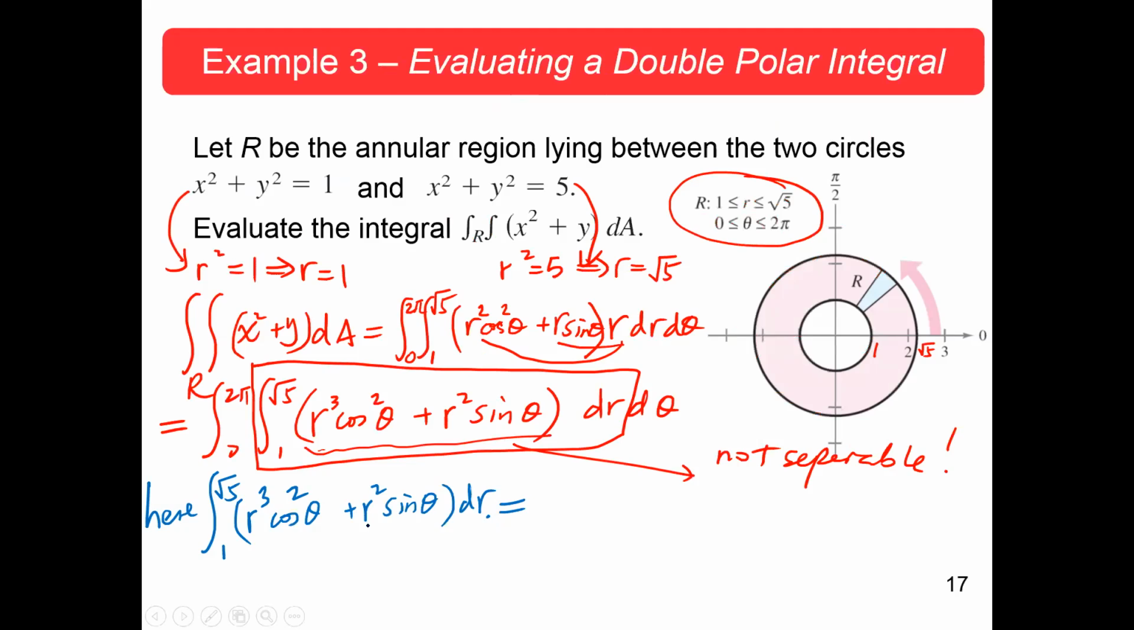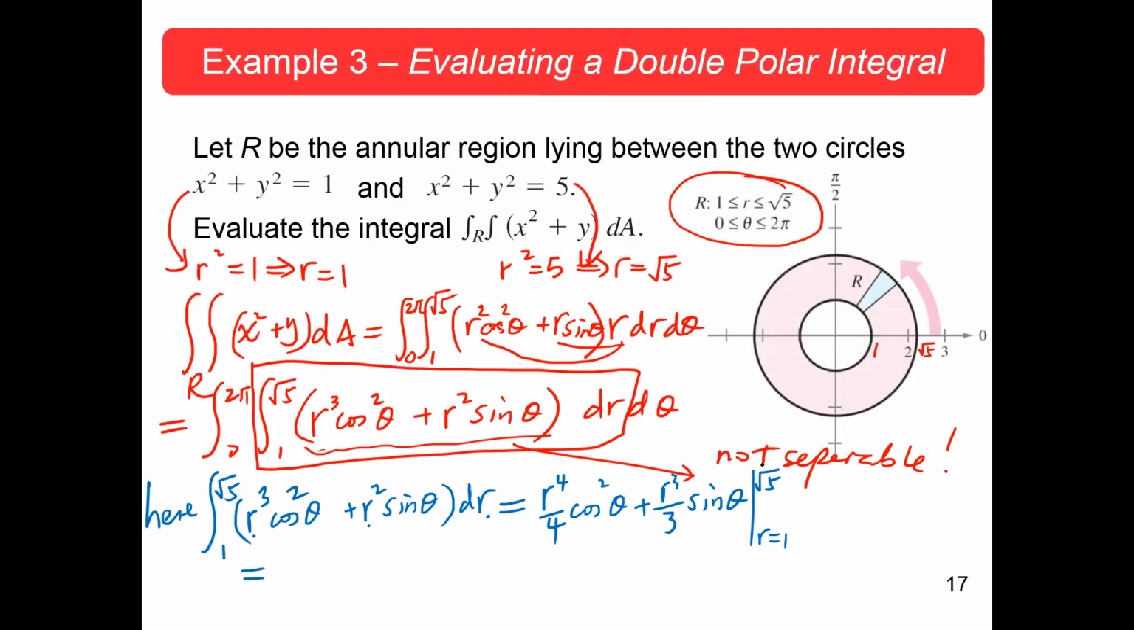Okay, so the variable is r. Theta will just be a coefficient, right? Cosine theta squared and sine theta will be just coefficients. So let's do the antiderivative of r cubed, which would be r to the 4th over 4 times cosine theta squared, plus this r squared would be r cubed over 3 times sine theta, and my radius r goes from 1 to root of 5. Is that good, folks? Yep.